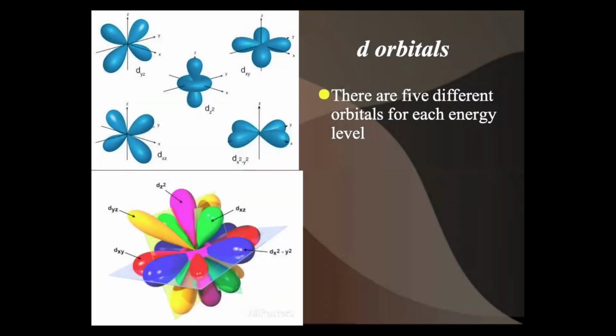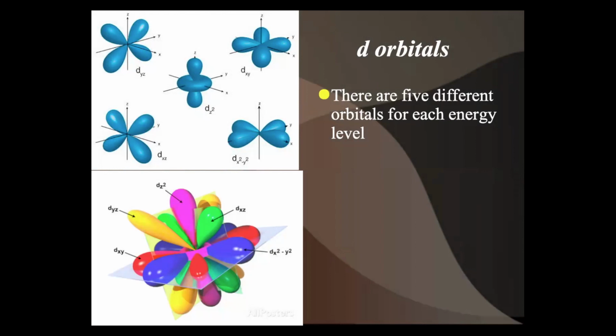So again, we get more and more complex as we go up. So next is D. We had S and P, now we're on D. The D orbital has 5 parts to it. That top picture shows you the 5 parts to the D orbital, and the bottom picture shows you what it looks like when they're all put together. It's hard to see individual parts when they're put together. That's why we separate it out.